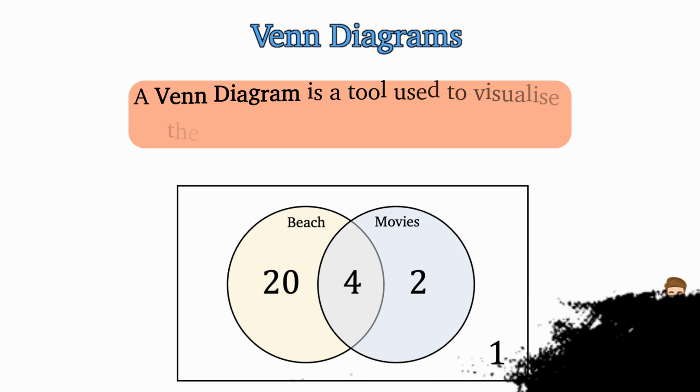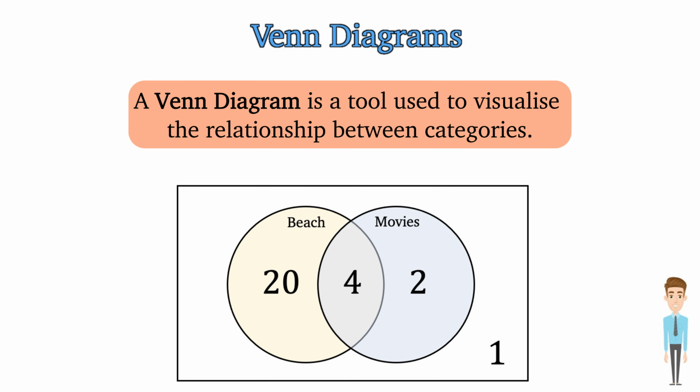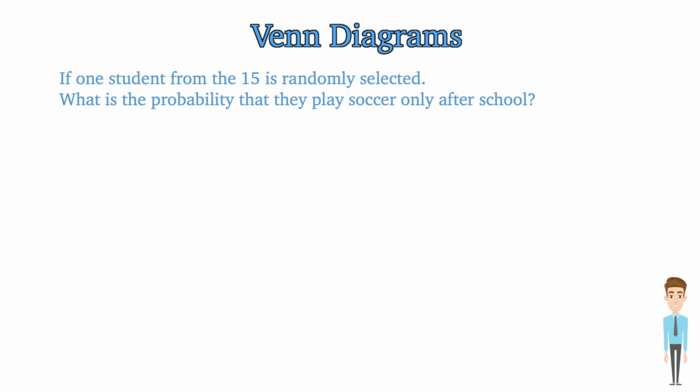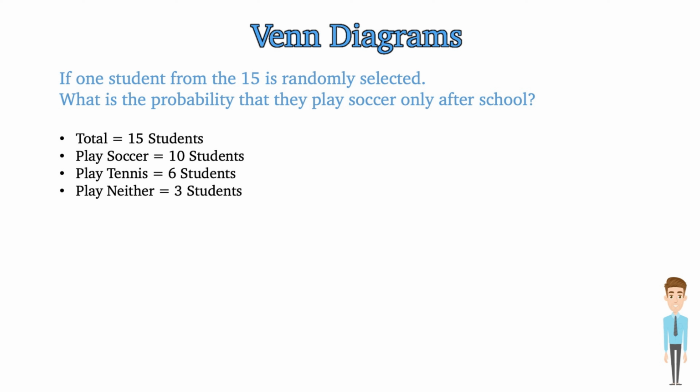A Venn diagram is a tool used to visualize the relationship between categories. We first need to learn how to create a Venn diagram from information. Remember in part 1's video, we had the following problem. 15 students were surveyed. 10 played soccer, 6 played tennis, 3 played neither. We realized that there must be an overlap for our information to make sense. Some students play both soccer and tennis after school.